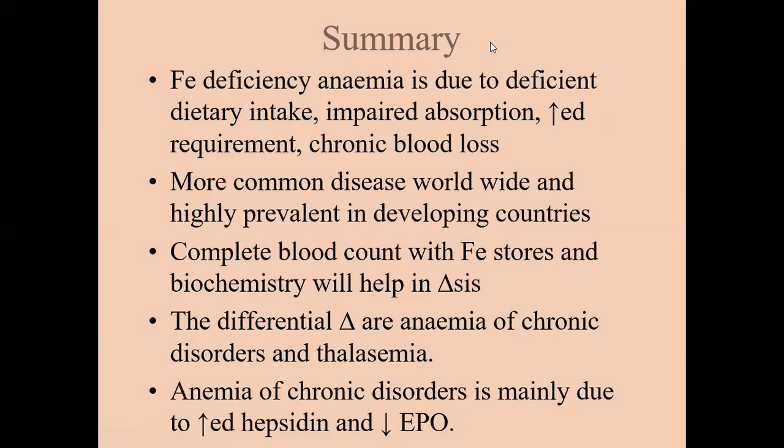So to summarize, iron deficiency is due to deficient iron intake, impaired absorption, increased requirement, and chronic blood loss. It is a more common disease worldwide and highly prevalent in developing countries. Complete blood count with iron stores and biochemistry will help in diagnosis. Differential diagnoses are anemia of chronic disorders and thalassemia. Anemia of chronic disorders is mainly due to increased hepcidin and decreased erythropoietin.